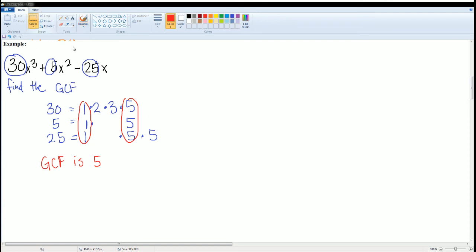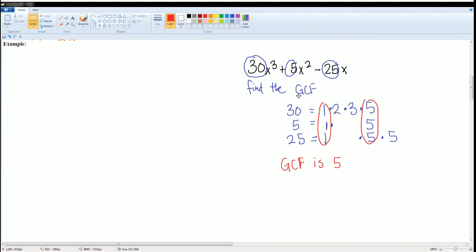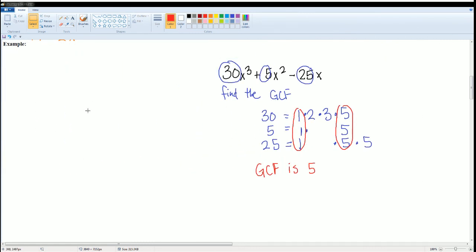So if you factor it, you should get what's left. Let's take a look. Here's the original problem: 30x cubed plus 5x squared minus 25x. Pull out the GCF, which we said was 5. So 5 parentheses. What is left here? It should look something like something x cubed plus something x squared minus something x, and we're going to close the parentheses. What else is left after we pull this number out?